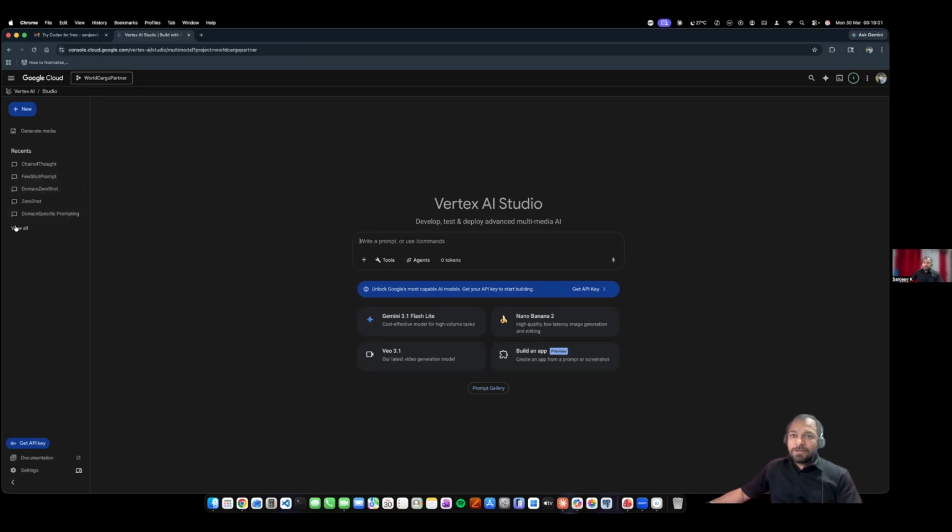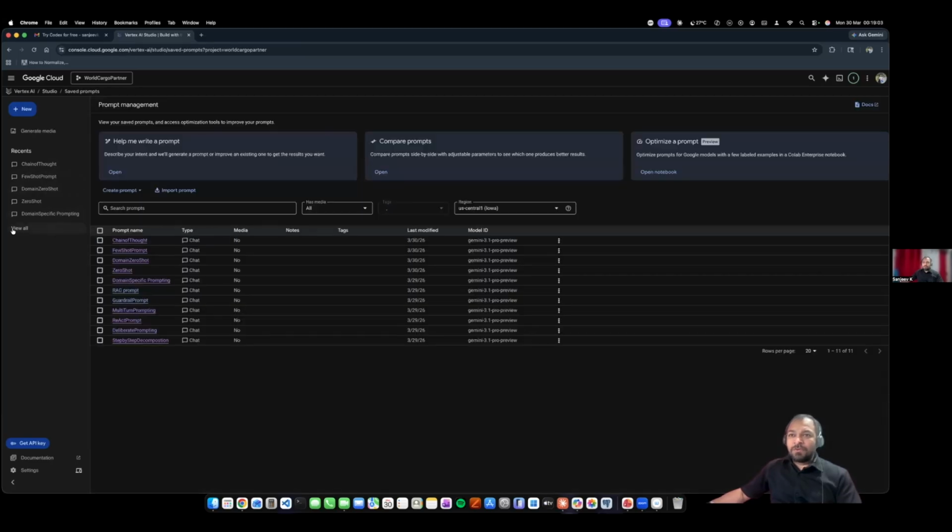I have saved all my prompts here in this view all stage. The order might be different, but we'll try to take one at a time and go from there. So first we'll go with domain specific prompting.